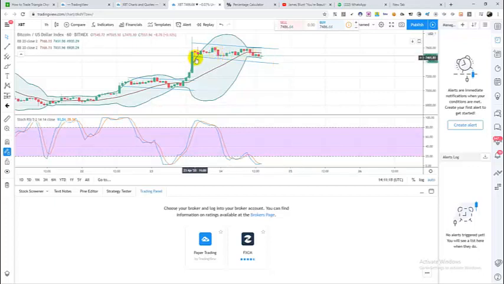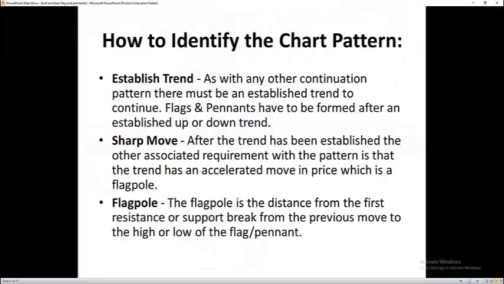So this is the support. One here, two here, and we're waiting for another one. So this is more like a channel, though it's slanted. If you look at it very well, you see it's a flag, a full-fledged flag. So let's go to our PowerPoint so that we'll see how to identify this particular chart pattern.